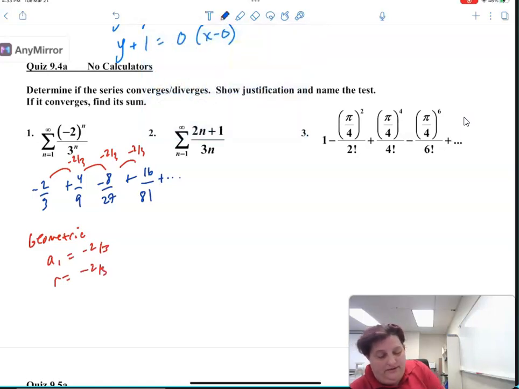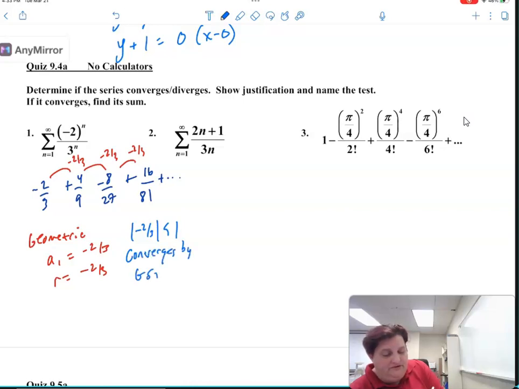So we know that the absolute value of r is less than 1. Okay? And that's true. So this converges by the geometric series test. So that's one part of our answer.